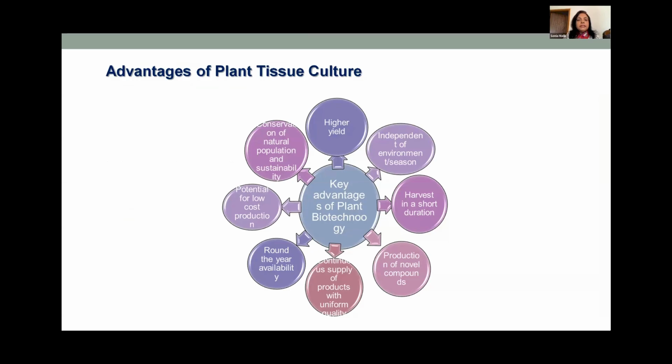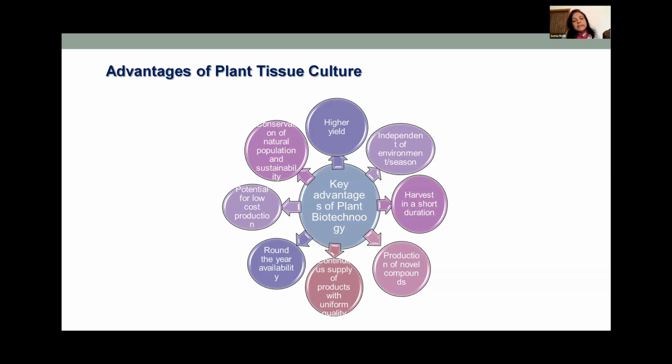And now overall advantages of tissue culture are high yield, independent of environmental season, and we can obtain the product within a short interval of time, or even we can harvest the micropropagated plants within a short interval of time. And then novel compounds can also be obtained. Sometimes the plant is not producing that particular compound we are interested in, but just by manipulating the pathway, not by genetic transformation, just by the manipulation of the media, pH or temperature, we are able to obtain the particular compound.